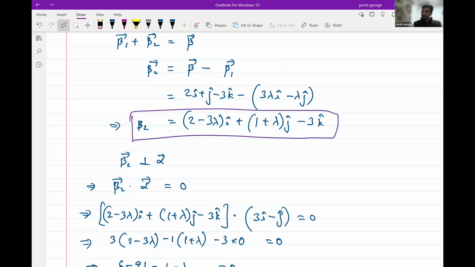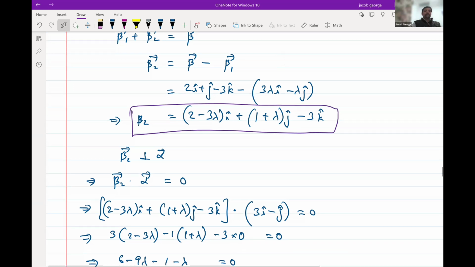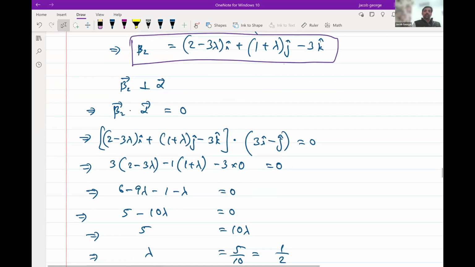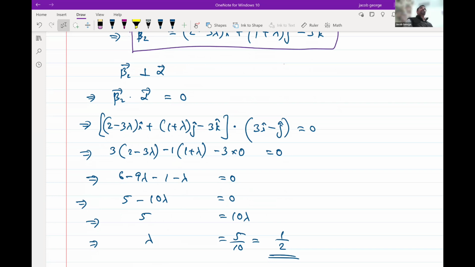Yes, yes. Did you complete? So then we have to take the dot product. Dot product means multiply the coefficient of I cap. Are you okay with this? Multiply the coefficient of I cap: 2 minus 3 lambda into 3, minus 1 into 1 plus lambda, minus 3 into 0 is 0. And from there we find the lambda. Okay, so we get lambda as 1 by 2.